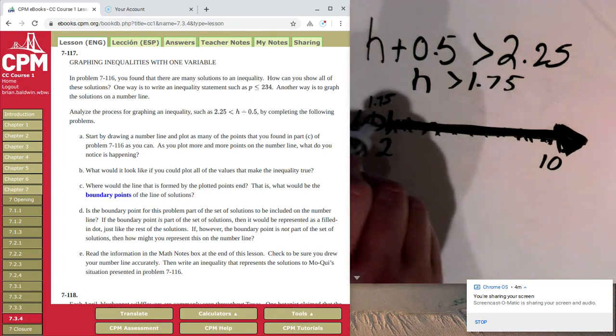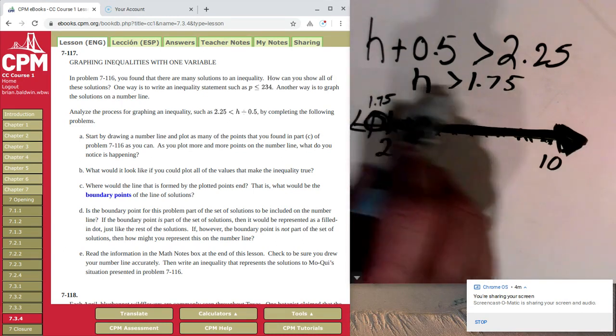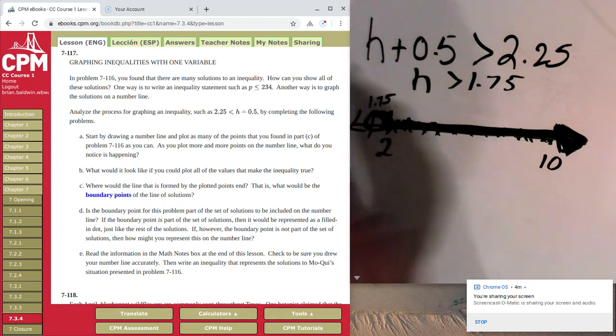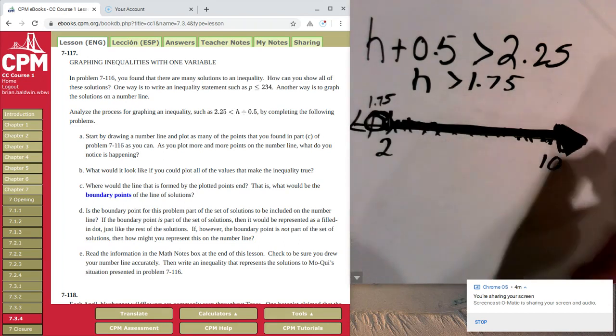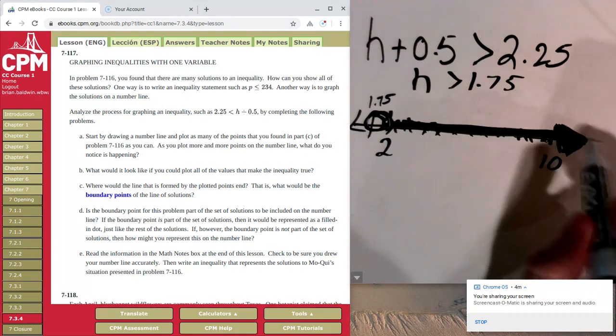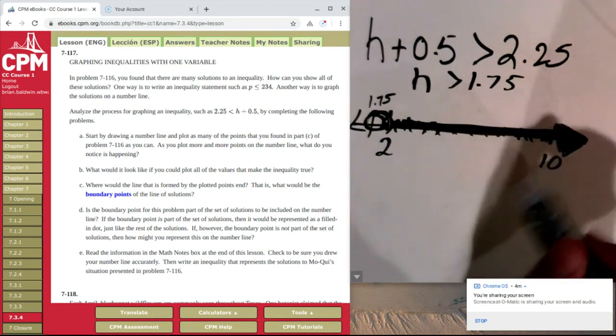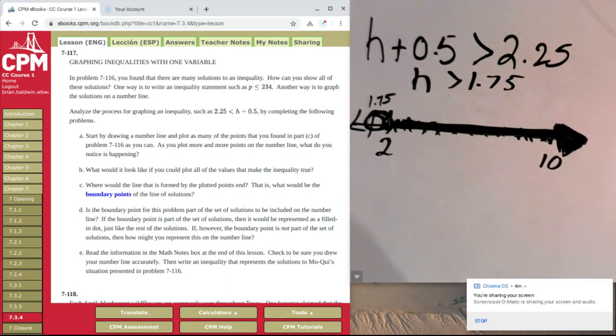So you notice that our number line started at 1 and 75 hundredths because that was when we solved for h, our variable, that is the answer that we found. So that's the lower boundary. Our upper boundary is somewhere way, way beyond 10 in the positive direction. So we have kind of an infinite length here for our upper boundary. We don't have a stopping point.